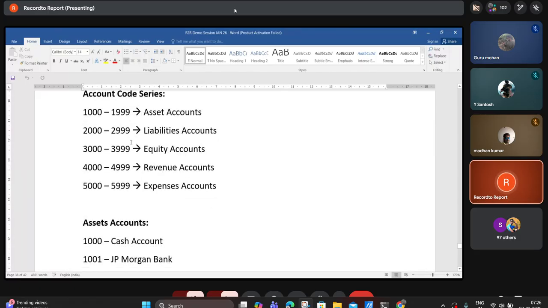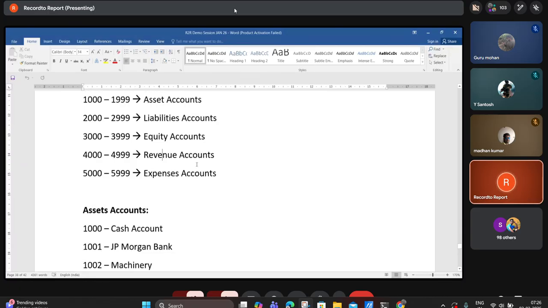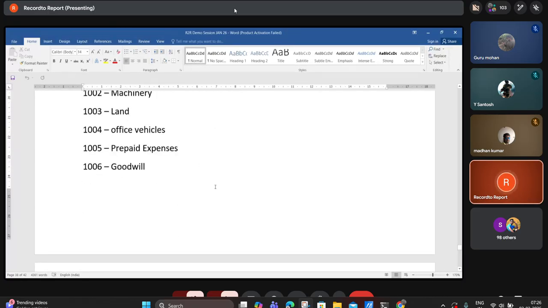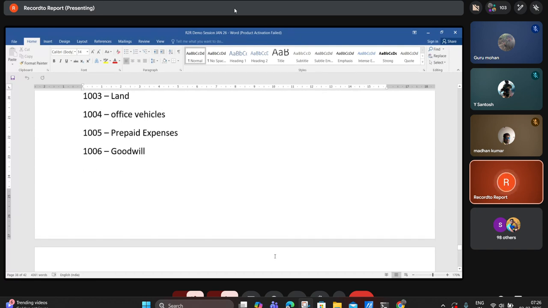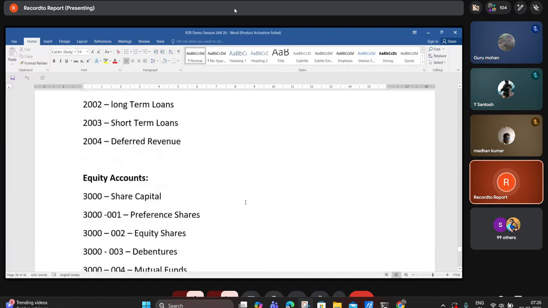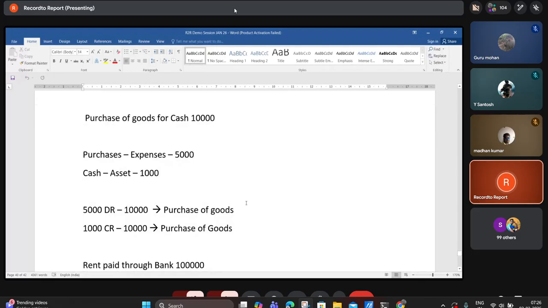Whatever account code starts with one indicates asset accounts. Whatever starts with two indicates liability accounts, guys. Three series indicates equity, four series indicates revenue, five series indicates expenses. I gave a couple of accounts for your reference, guys. We discussed this already. Okay, understand this? So this is about the account code.